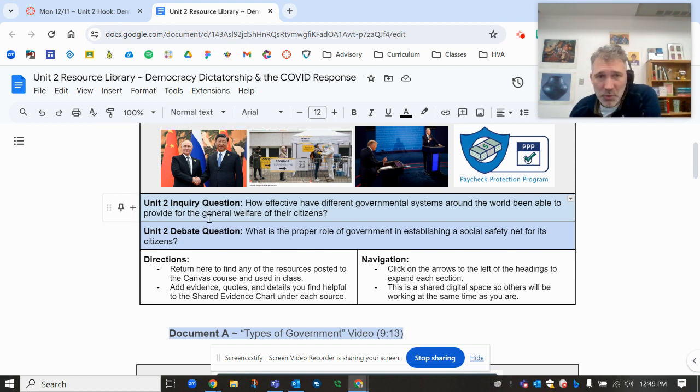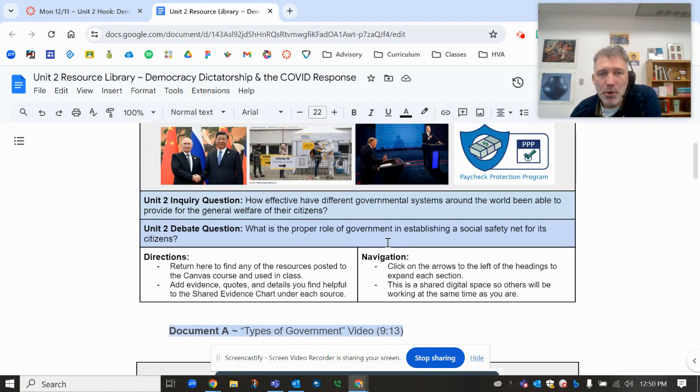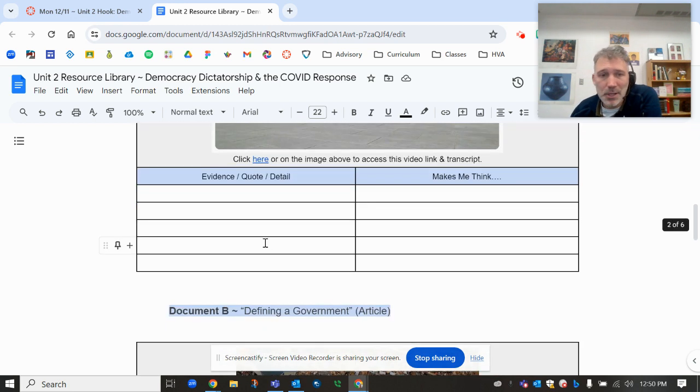Once we've been inquiring about different types of governmental systems and how well they're able to take care of their citizens, we're then going to have a debate with the 11th graders again, who are looking at the history side of this. That debate will be about the proper role of a government in establishing a social safety net for its citizens. In particular, they're looking at the Great Depression from about 100 years ago and comparing that to the COVID response. You guys are going to be looking at democracy and dictatorships, and then comparing that to the COVID response. The cool thing is you actually have both the same standards this time, so that's pretty cool.